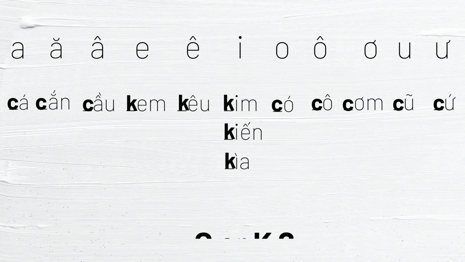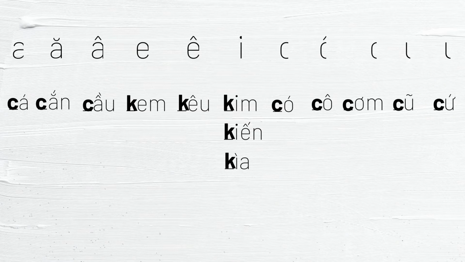Now I'm going to read out all of the words and you notice that these two consonants C and K sound exactly the same when starting a word. Here we go. Cá, cắn, cầu, kem, kêu, kim, kiến, kìa, có, cô, cơm, củ, cứ.